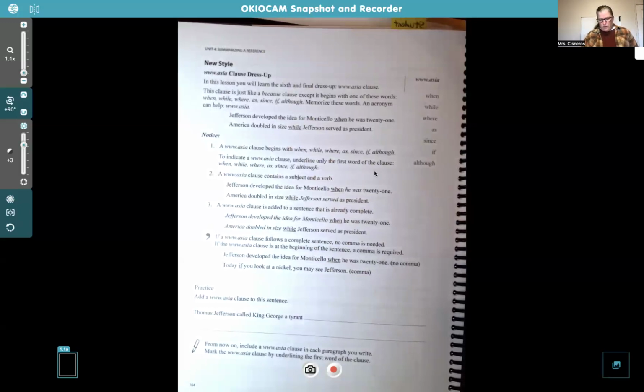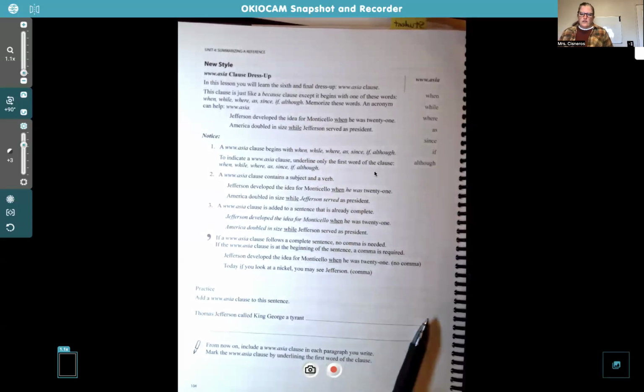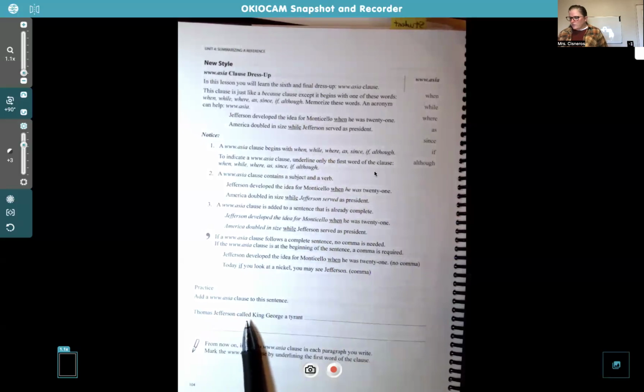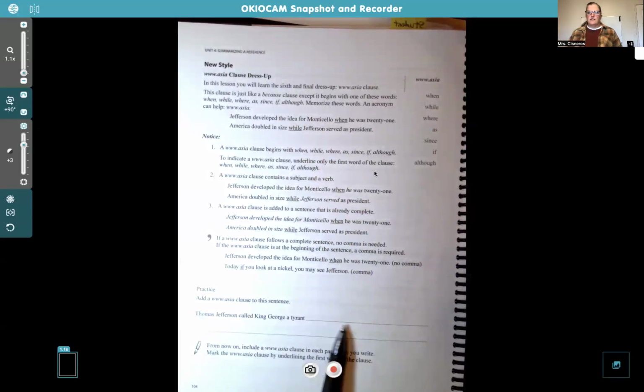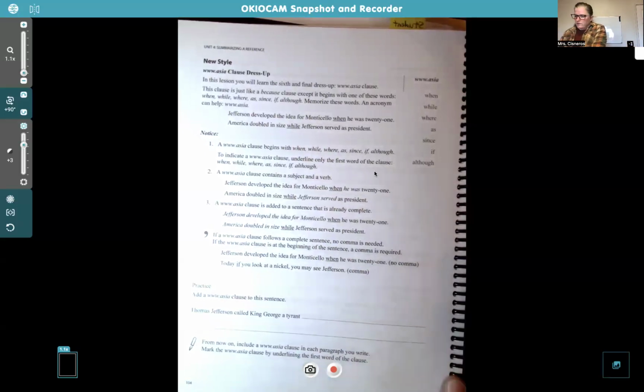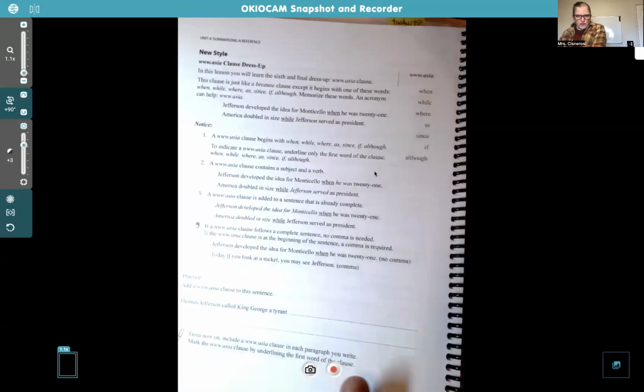He was denying Americans their rights, right? So we could say something like, Thomas Jefferson called King George a tyrant since he denied Americans their rights, something like that. Or while, as, any of those would work.